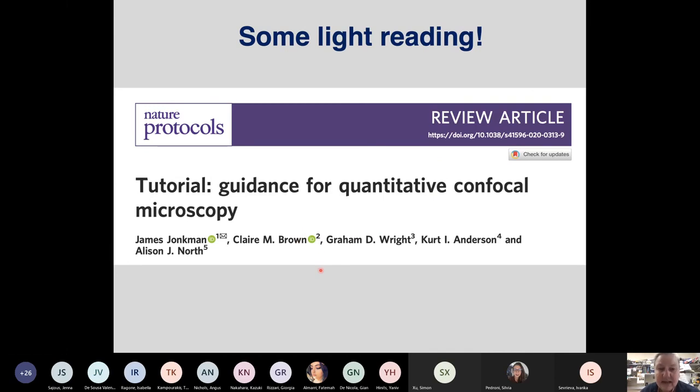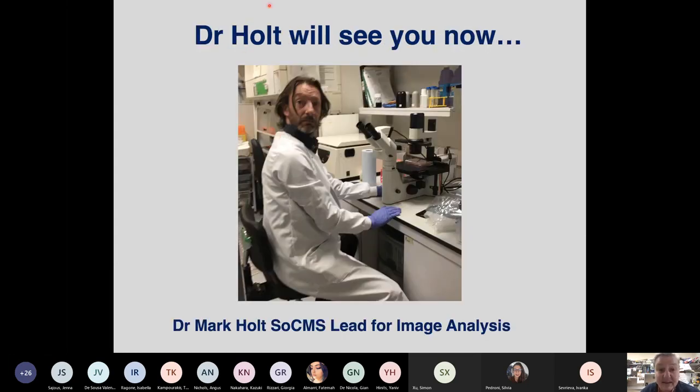So I would recommend the reading of this article to anybody who has any plans to do these kind of experiments. But once you have your perfectly imaged samples, only then Dr. Holt will see you. And so Mark Holt is the new school lead for image analysis. So this is a title he sort of came up with himself because it stands for liar. I don't know why, but he is an expert in getting numbers out of fluorescence data, and I assume he will give a presentation on his expertise at some point later in this series.